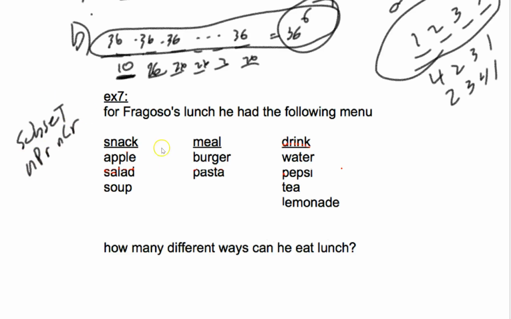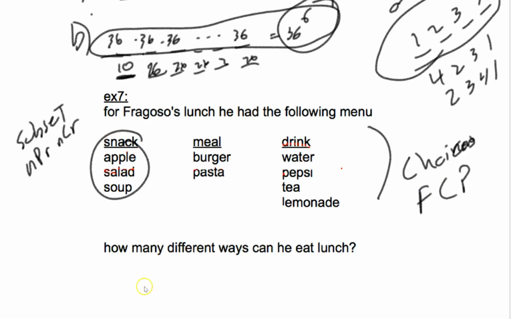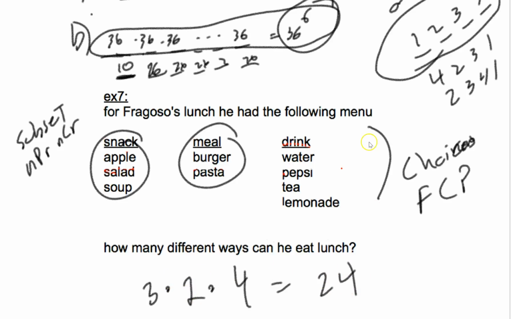In this case, I don't have a subset. I'm not picking 3 snacks out of a total of snacks. I have choices. And if I have choices, then it's a fundamental counting principle. I'm just going to multiply my choices, right? For a snack, I have 3 options. For my meal, I have 2 main options. And for my drink, I have 4 options. I get 2 times 3 is 6. 6 times 4 is 24 different ways I can choose my meal. By the way, if I was choosing my meal, I'd probably want a salad, then a burger, and let's go some lemonade.